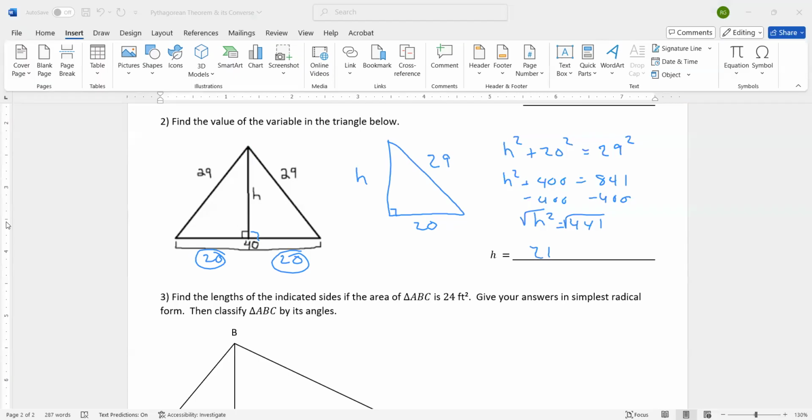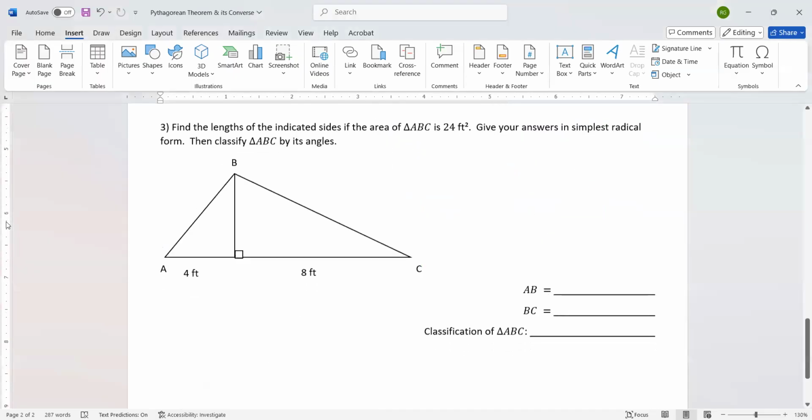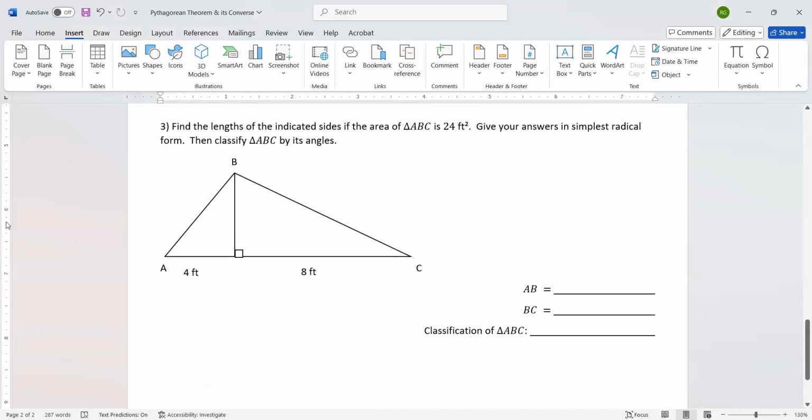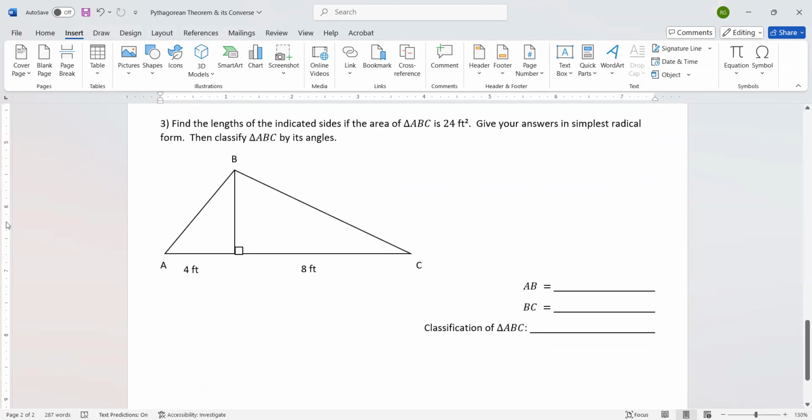Okay. Last one. Find the lengths of the indicated sides if the area of triangle ABC is 24 feet squared. Give your answer in simplest radical form, then classify it by its angle. So there's a lot to do in this problem. The area of triangle ABC is 24. The area is 1/2 base times height. We will learn that in the future. You should know that from probably late elementary or middle school, the area of a triangle. But I'm going to use that to help me find my missing piece.